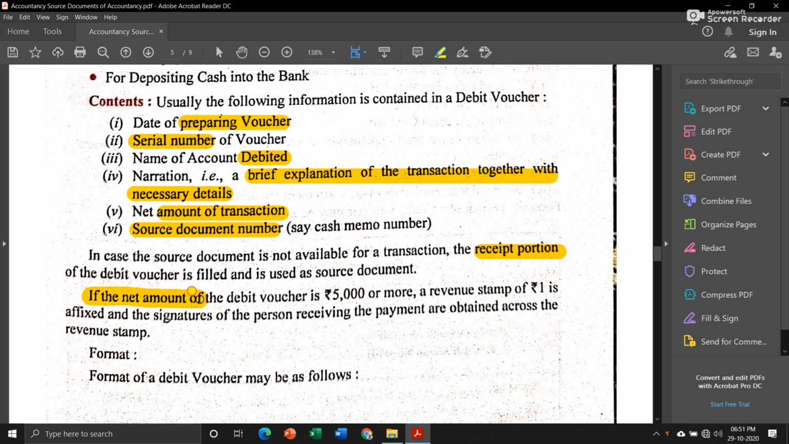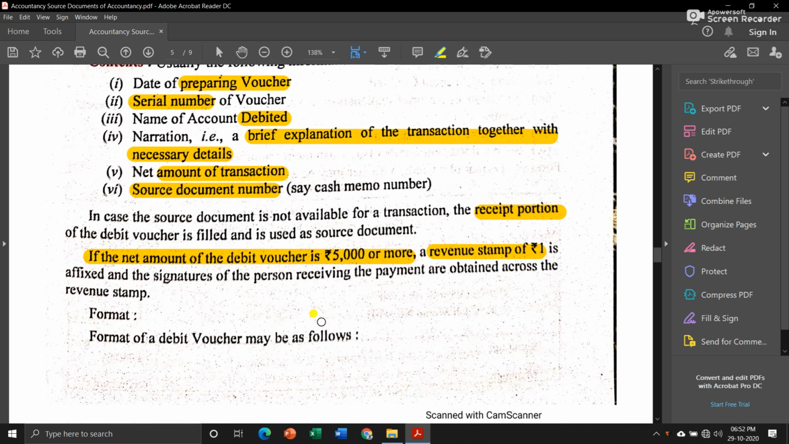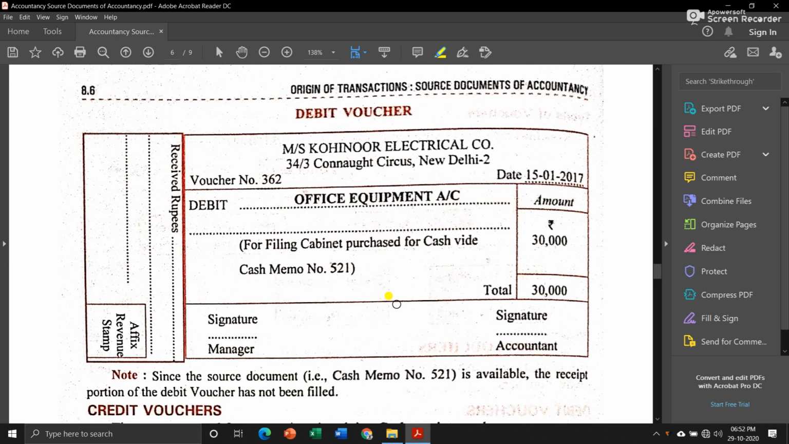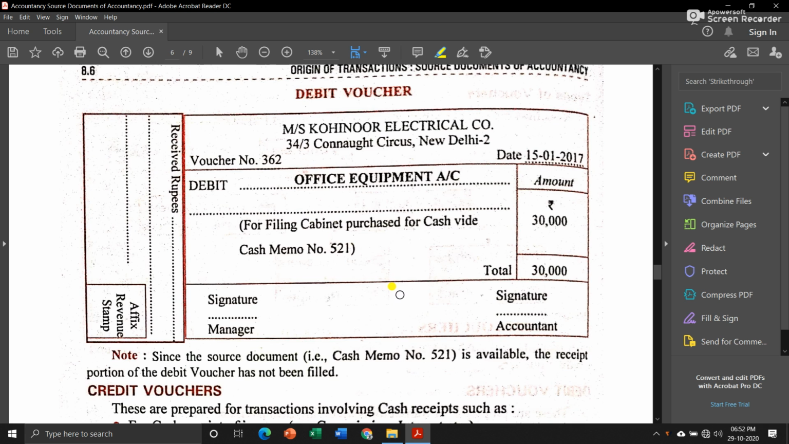Now if the net amount of the debit voucher is 5,000 or more, that means if you have made a payment of more than 5,000 or 5,000, then you have to add a revenue stamp of ₹1 with that voucher, as well as the signature of the person, meaning the person to whom you have made that payment will have to sign on that stamp and voucher. Now there is a format of a debit voucher.